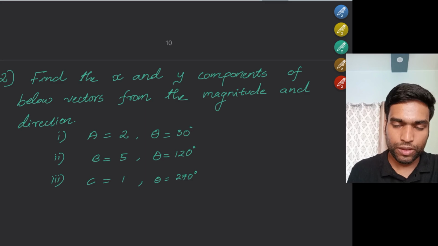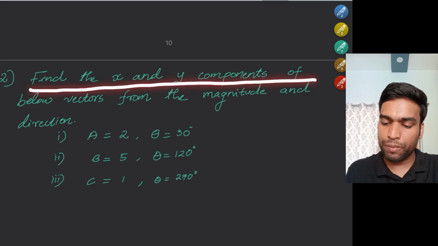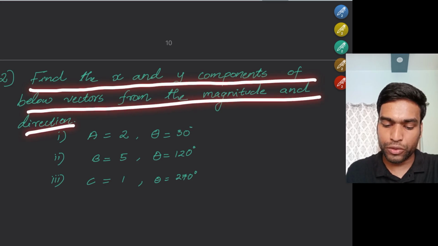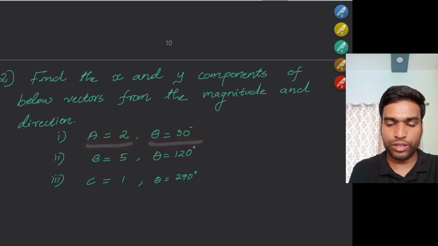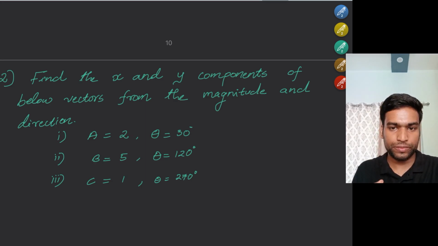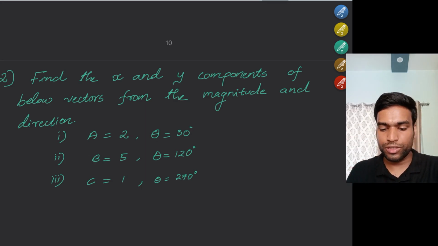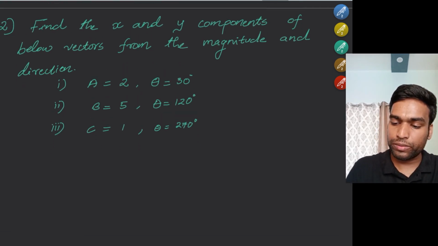Now let's focus on the second question. The question is, find the x and y components of the below vectors from the magnitude and direction. Here the magnitude is provided and the angle is provided, that means the direction is provided. We have to find the components. Compared to the first question, this is actually the reverse process, right? So let's tackle one by one.